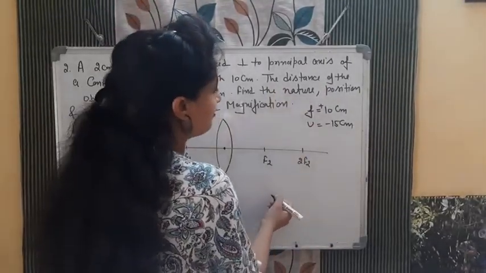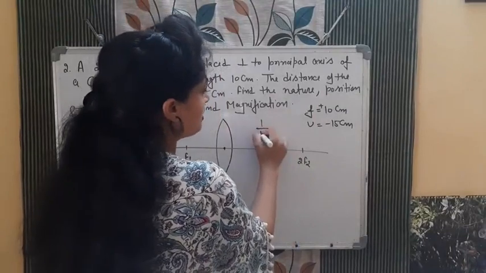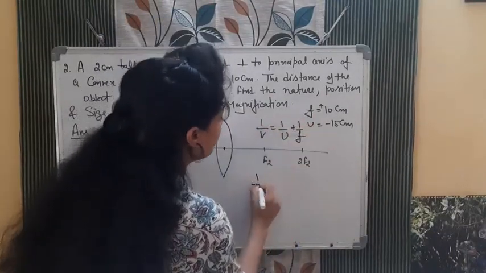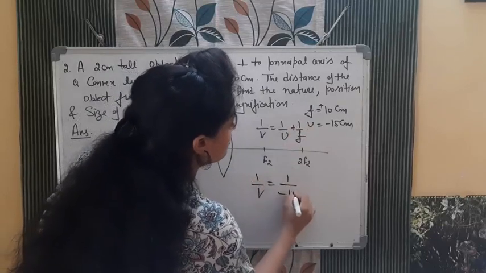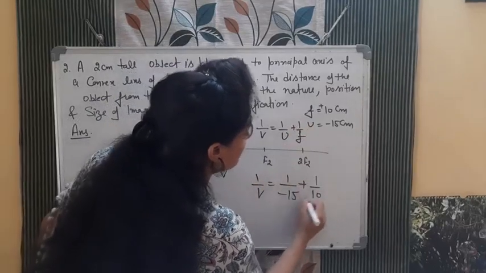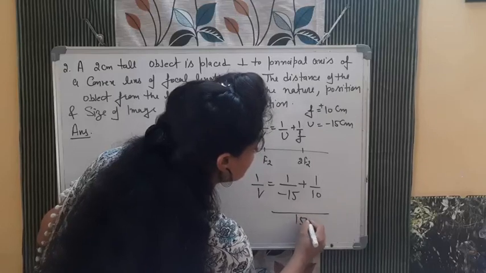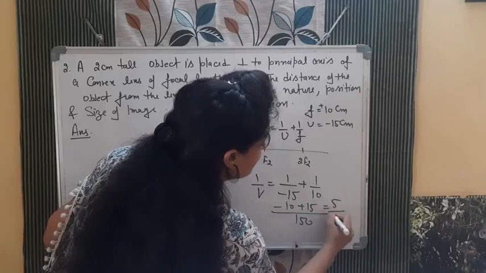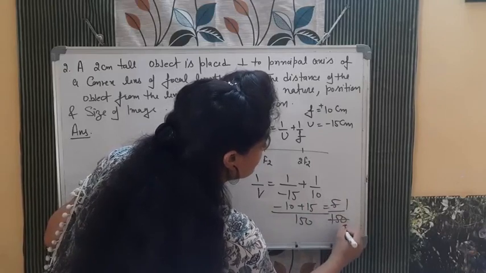Now we need to calculate V. So 1 by v minus 1 by u, so we can write it 1 by u plus 1 by f. Okay. So 1 by v is equal to 1 by u, minus 15, plus 1 by f, 10. So it will be what? 150 you can take from here. It will be minus 10 plus 15. It will be 5 by 150. And that will be 1 by 30.